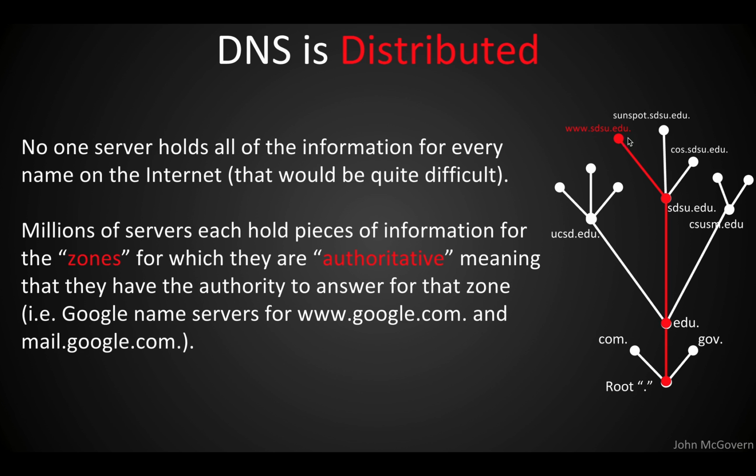So one of the nice things about it is a specific name server has zones that they're in charge of. And we call that being authoritative for a zone. So for example, SDSU.edu name servers are authoritative for everything to the left of that. So, you know, www and sunspot and COS and everything like that. Similarly, edu servers are authoritative for everything to the left of that. So UCSD and SDSU and CSUSM, they can respond to those queries.